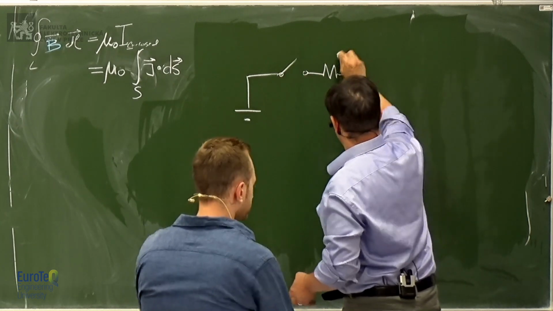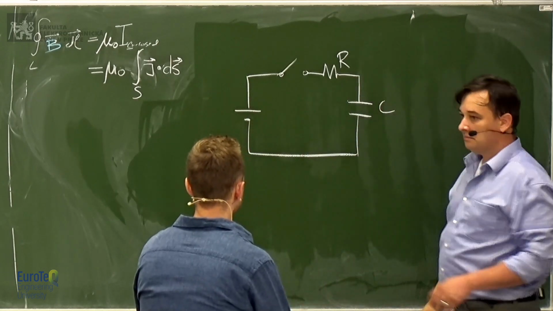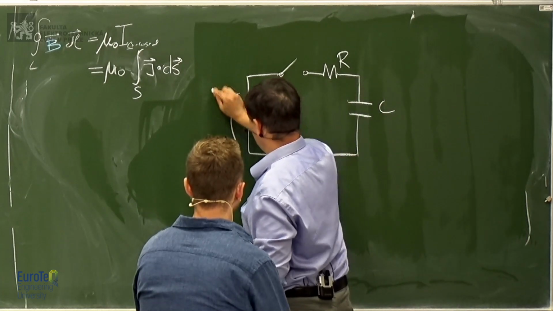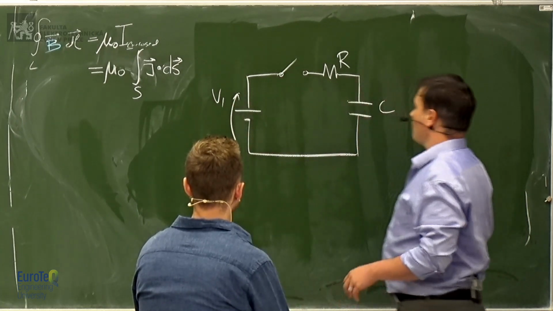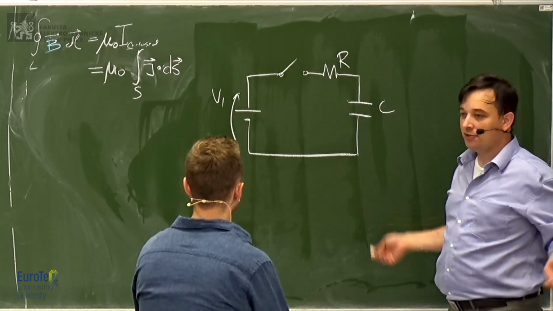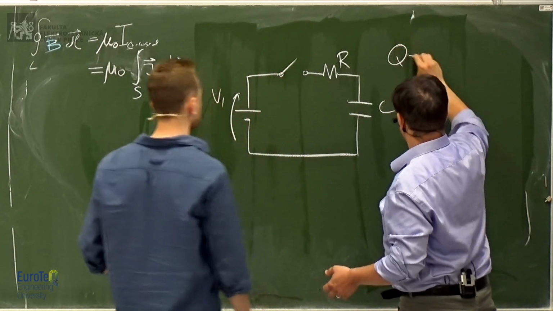you have a resistor, you have a capacitor, okay? Here you have some voltage, let's call it V1. And let's say this capacitor is not charged. Okay, so the charge here is 0.